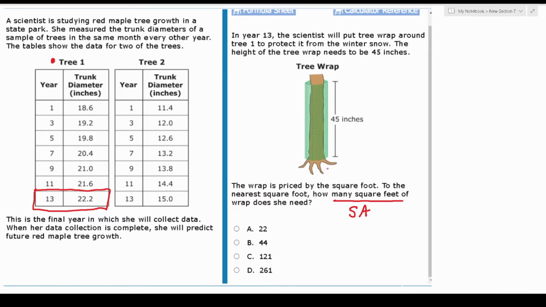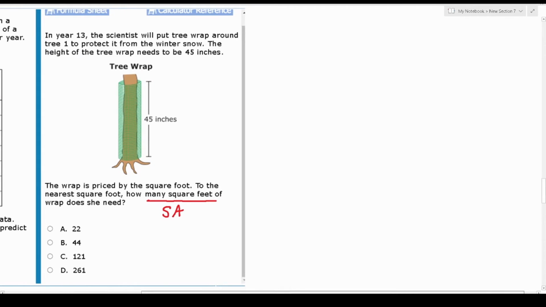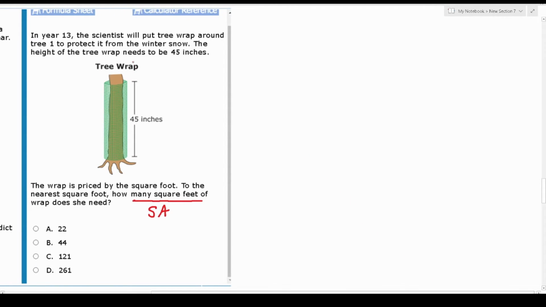Finally, we have to recognize, above all else, that the shape of this tree wrap resembles a cylinder. Let me go ahead and draw a cylinder over here for you. And let me draw a better cylinder for you. There we go.